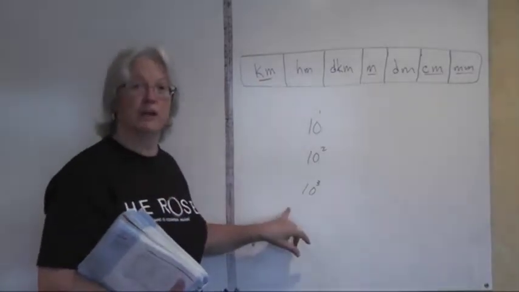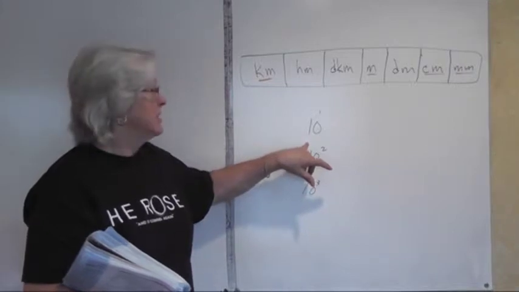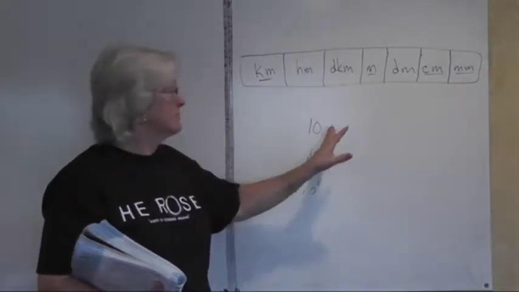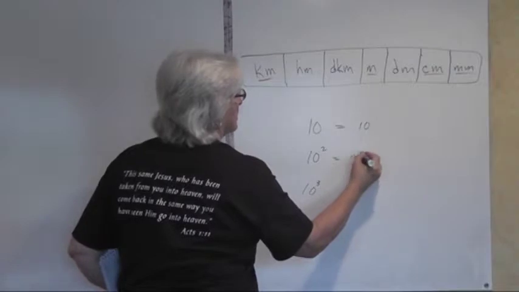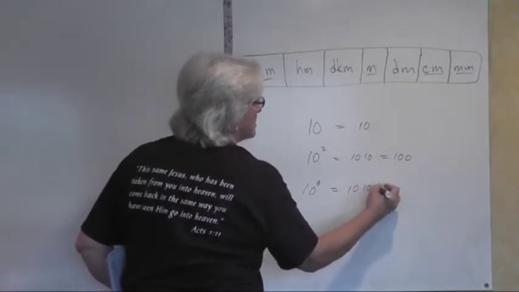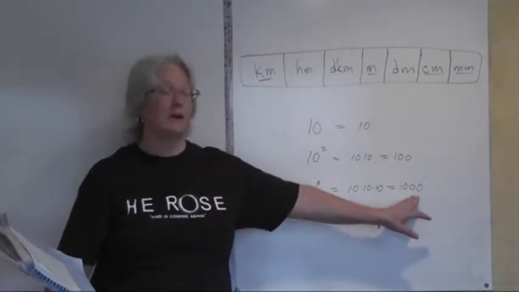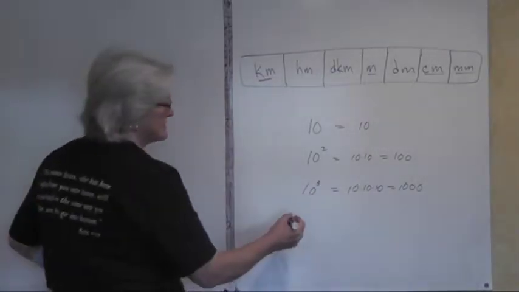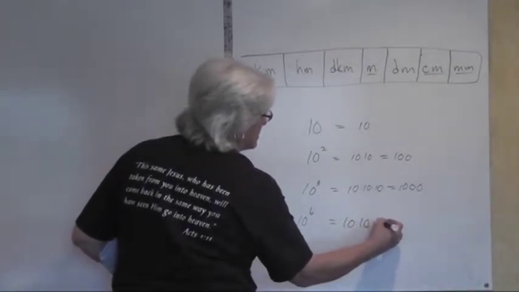This is using our exponential notation, and you remember that our exponent says, use this number, which we call a base, as a factor that many times, and factors are what we multiply together to get the answer to a multiplication problem. 10 to the first would be just 10. 10 squared says, use 10 as a factor 2 times. 10 times 10 is 100. 10 to the third says, use 10 as a factor 3 times, which is 1,000. 10 to the fourth, 10 used as a factor 4 times, 10,000. 10 to the sixth is 10 used as a factor 6 times.